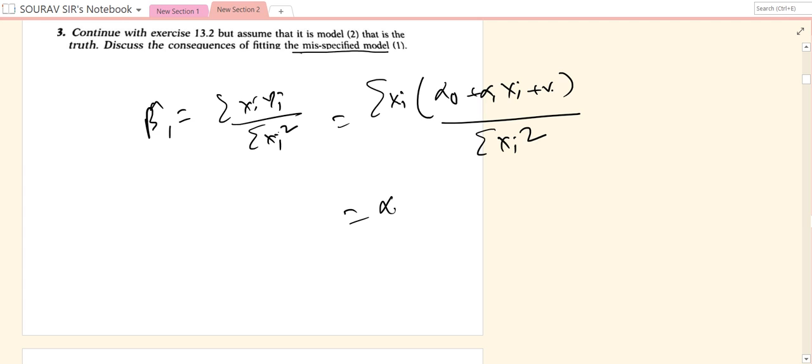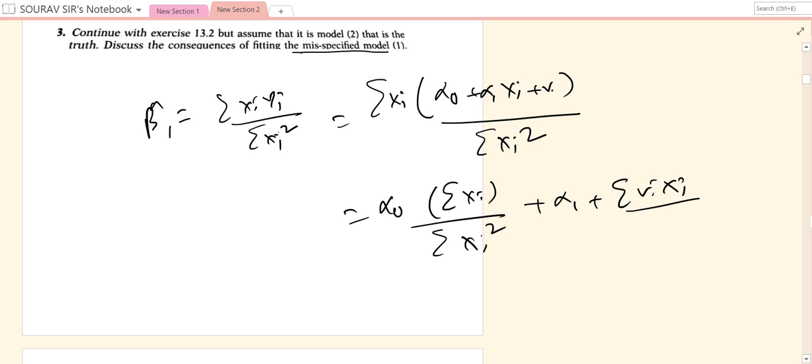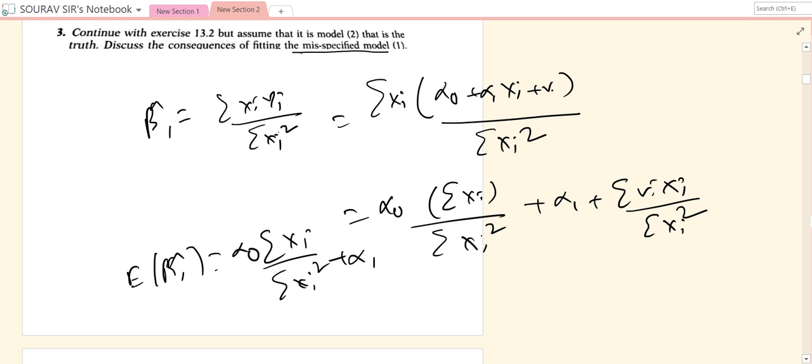So alpha0 summation of xi over summation of xi square, plus alpha1 summation of xi square plus summation of vi xi, by summation of xi square. Therefore, the expectation of beta1 hat will be alpha0 summation of xi over summation of xi square plus alpha1. So the slope estimator in the incorrect model gives a biased estimate. The variances of the given are as follows. So this is the misspecification structure.